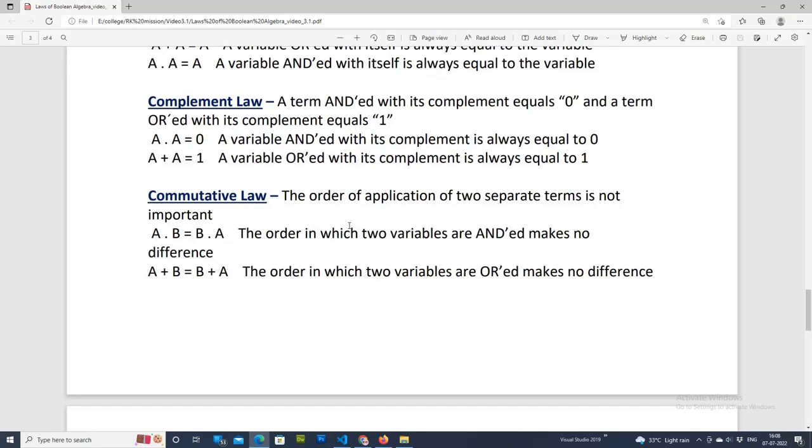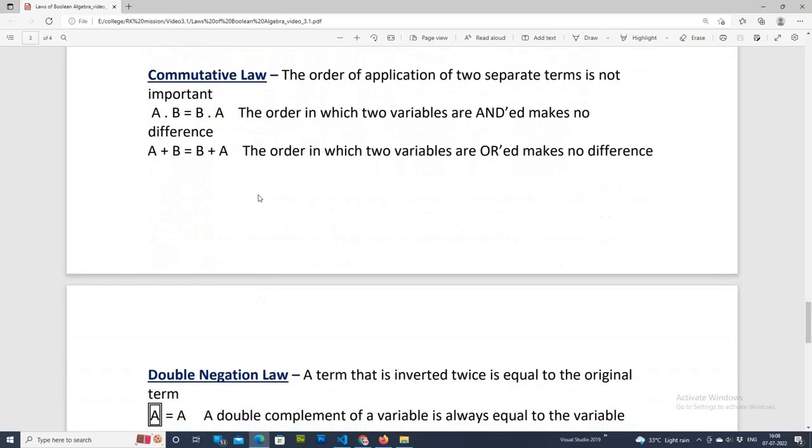Commutative law. The order of application of two separate terms is not important. A OR B equal to B OR A, and A AND B equal to B AND A. I am saying dot as an AND, because it represents the AND gate, as well as plus represents the OR gate. Now the order in which variables are ANDed or ORed makes no difference, because I can write A plus B equal to B plus A. Both are correct, so there is no difference between A plus B or B plus A.